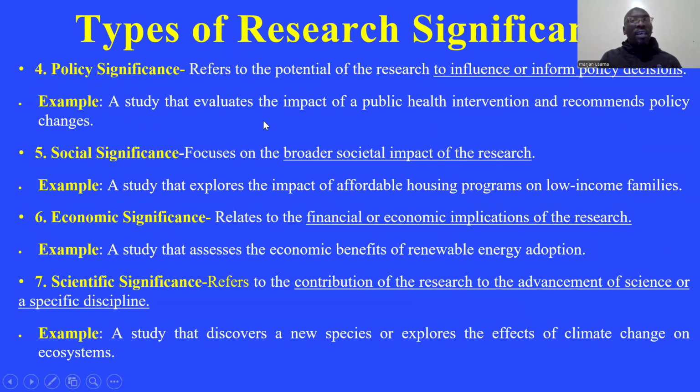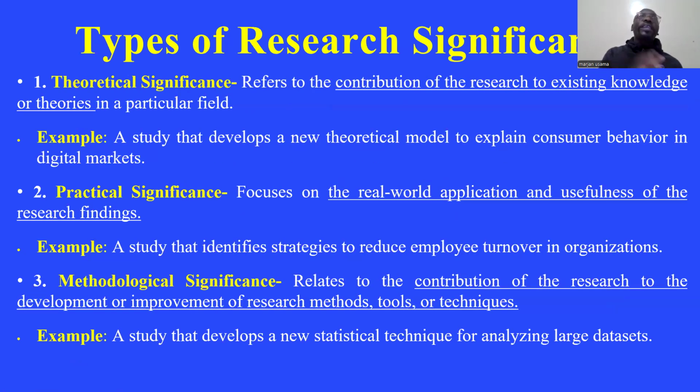Social significance focuses on the broader societal impact. How are people, the society, going to benefit from your research? Economic significance. How are people going to benefit financially? Is your research going to have any financial or economic implication? Then lastly, scientific significance. How is your research going to contribute, the contribution of the research to the advancement of science? So when you are writing the significance of your research, you have to mention how it's going to contribute to all these areas.